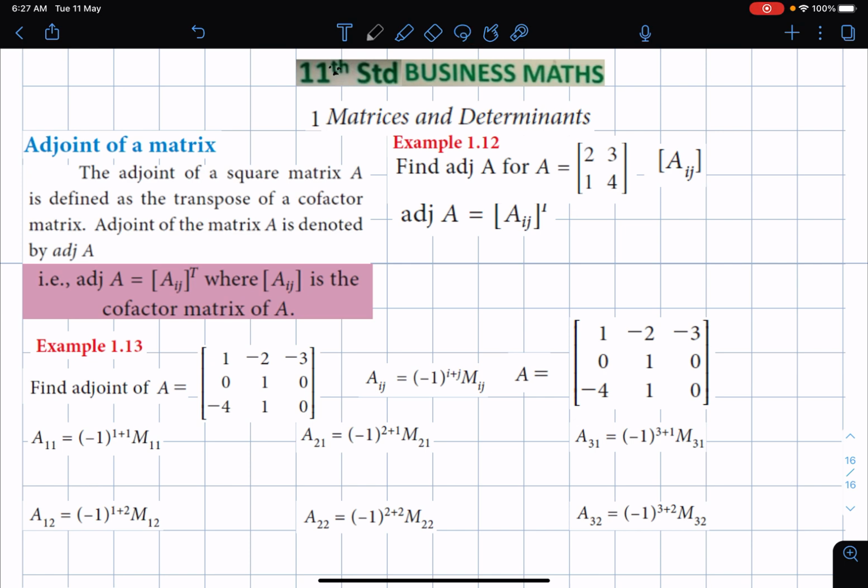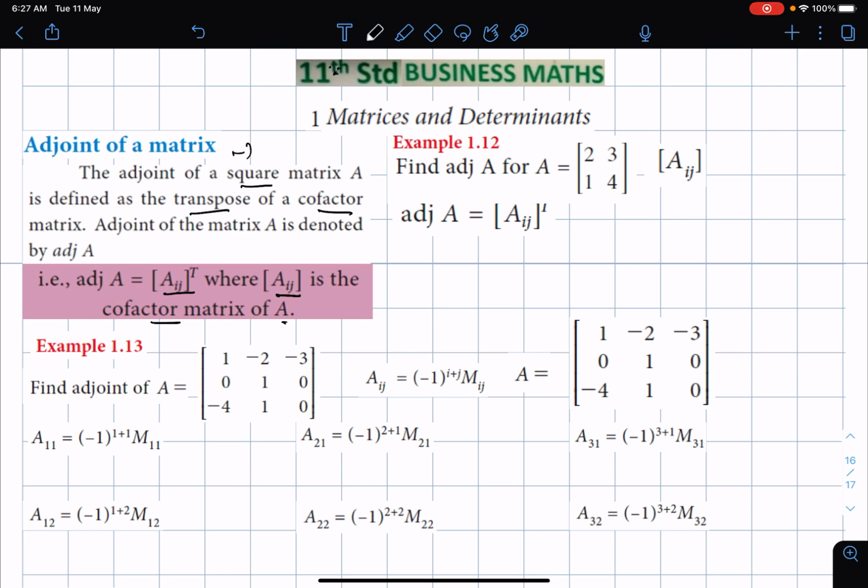What is adjoint of a matrix? The adjoint of a square matrix A is defined as the transpose of the cofactor matrix. We already know how to find a cofactor matrix, and the transpose of the cofactor matrix is going to be the adjoint. So it's very simple. Adjoint A is equal to the transpose of the cofactor matrix, where Aij is the cofactor matrix of A. Now we are going to see this concept with examples 1.12 and 1.13.